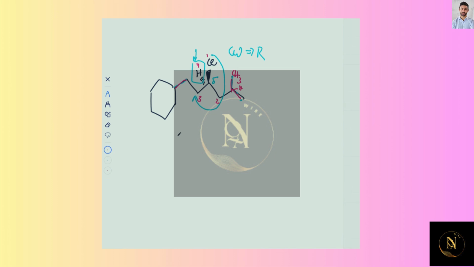So the chiral center location is 5, and the configuration is R.